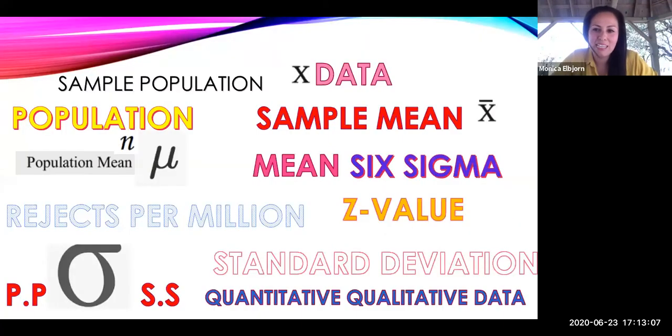Do any of these words relate to you? Data, sample mean, C-value, rejects per million, population, sample population, PPSS, standard deviation. That seems like a lot of concepts. That's what we're going to learn today, and hopefully you'll be able to relate to what we're talking about. I don't know how much information you have about this, but I just wanted to cover the basics, that way in future classes you know what I'm talking about.